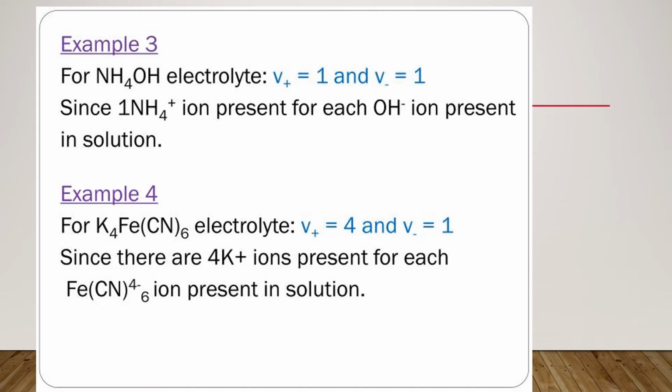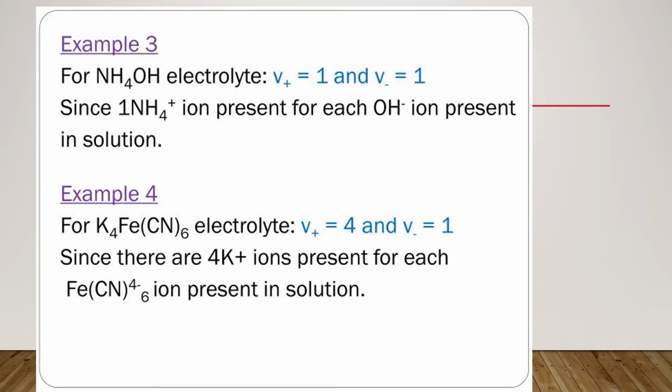But in the case of K4Fe(CN)6, that is 4 K plus and 1 Fe(CN)6 4 minus. So the value of ν plus will be 4 and the value of ν minus will be 1. I hope you got the concept. So what we said is lambda 0 of an electrolyte is equal to ν plus of lambda plus.